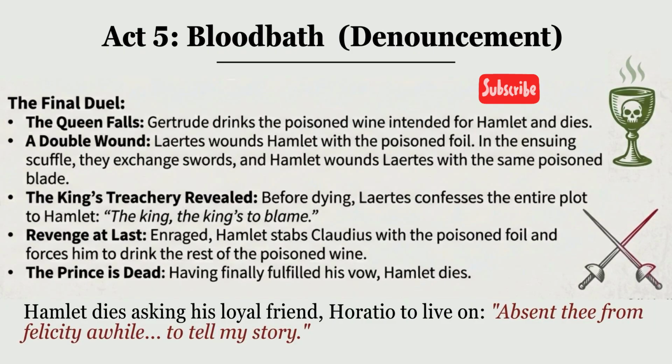Act 5, Denouement. Queen Gertrude drinks the poisoned wine intended for Hamlet and dies.